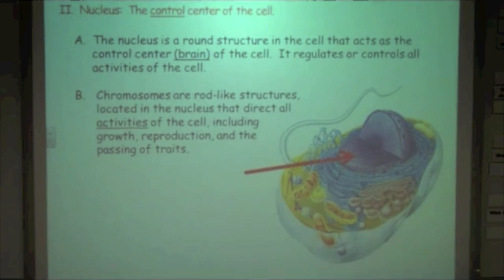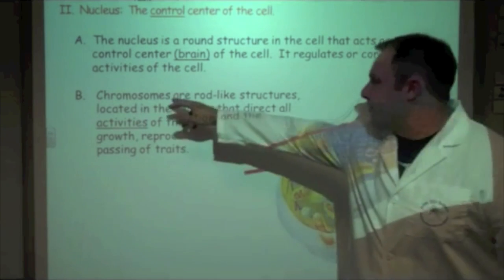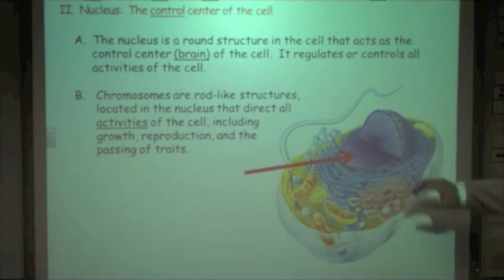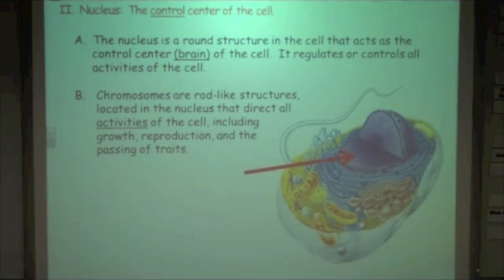Inside the nucleus we have chromosomes. Chromosomes are where we find DNA, which is the genetic material which allows cells to split and divide and multiply in number, and reproduce cells of the same type. So this is the nucleus, and inside the nucleus we find chromosomes with DNA.